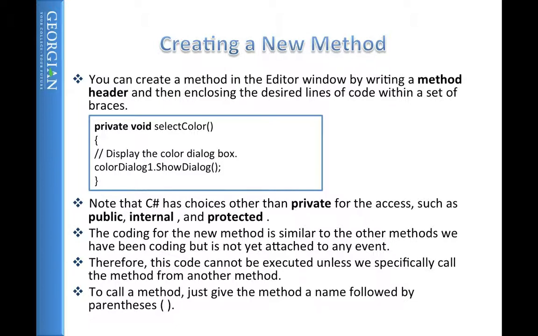So again, there are other access modifiers like public, internal, and protected. Why would I ever want to use the public access modifier? You want access from outside of the class. What about protected? It's like when it's within the namespace. And what about internal?